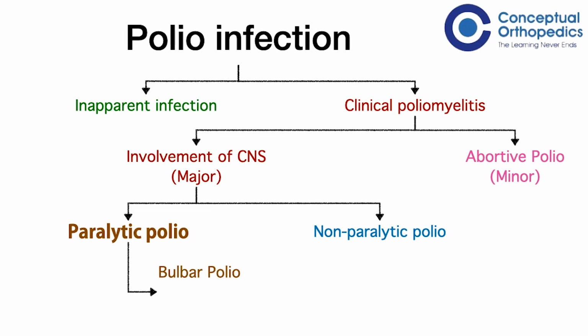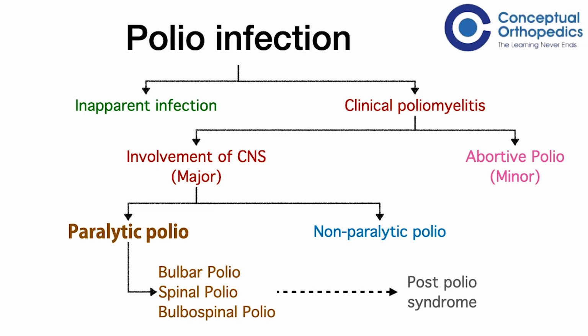Paralytic polio itself can be involving the bulbar system, the spinal system, or both, the bulbospinal. And paralytic polio, it can be any form, but paralytic polio over time can give rise to what we know as post-polio syndrome. We will come to all of this one by one.